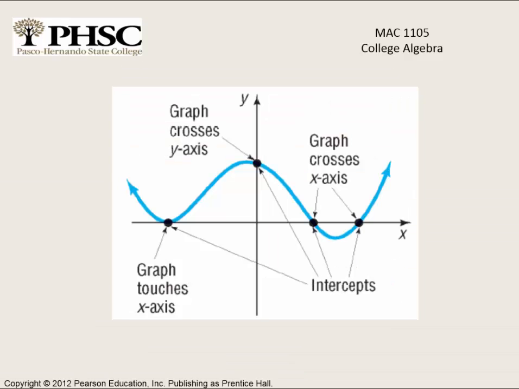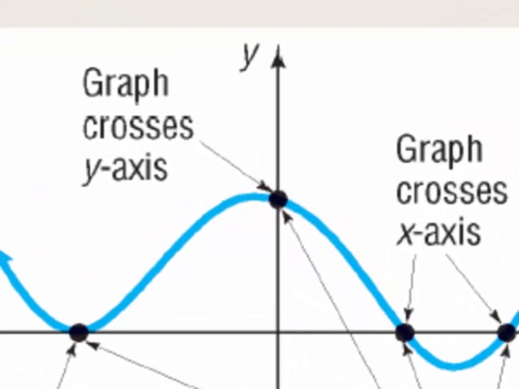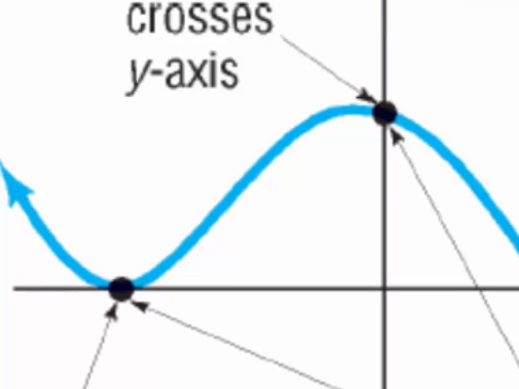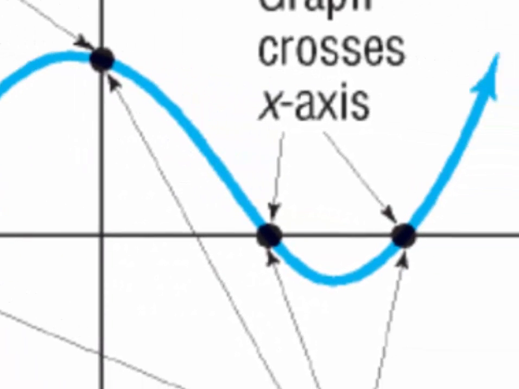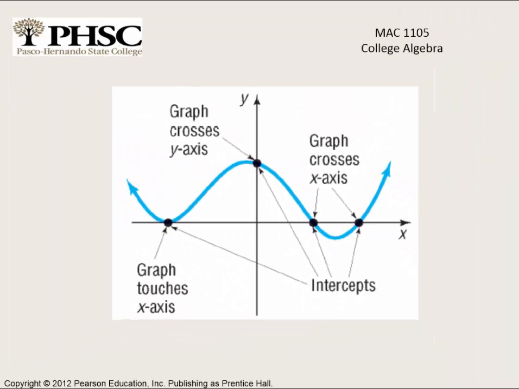So the next thing that we're going to talk about are intercepts. When we have the graph of an equation, when and where it crosses the y-axis or the x-axis, that's what we call intercepts. Here you can see that where it crosses the y-axis, that's a y-intercept. And then the 3 points where it crosses the x-axis, that's what we call the x-intercepts. So here, in this point, our x value is 0. And in these 3 points, our y value is 0.